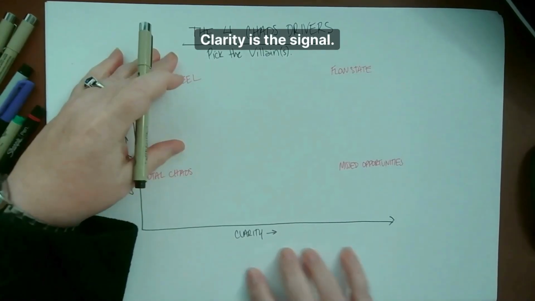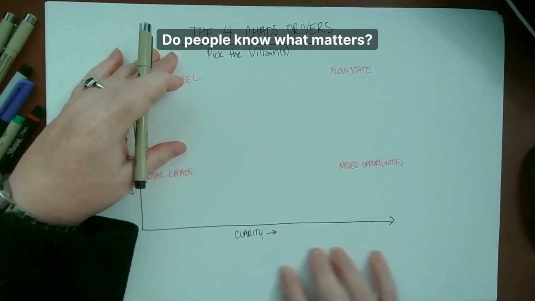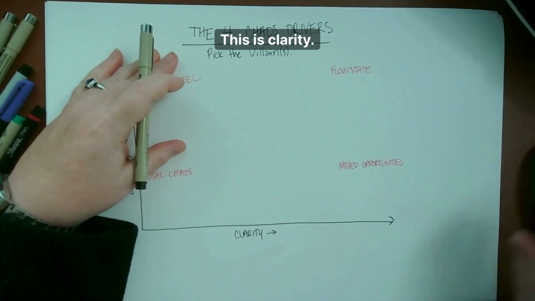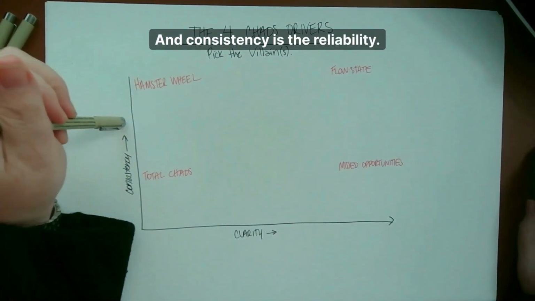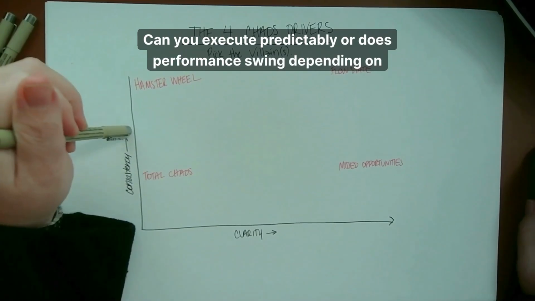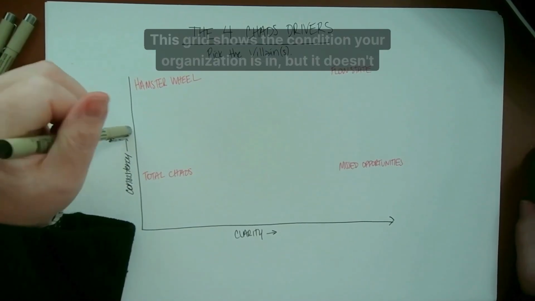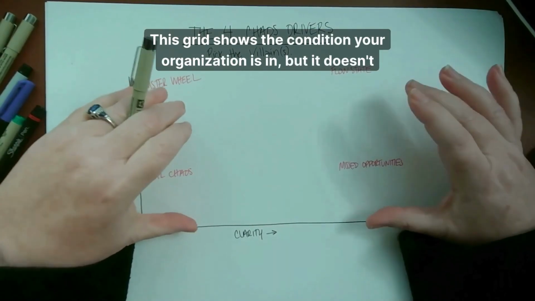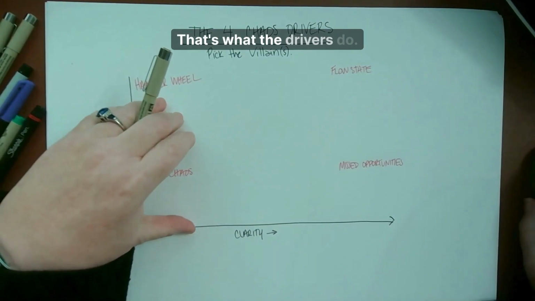Clarity is the signal. Do people know what matters, what winning looks like, what trade-offs are real? This is clarity. And consistency is the reliability. Can you execute predictably, or does performance swing depending on heroics or escalation and luck? This grid shows the condition your organization is in, but it doesn't explain the cause. That's what the drivers do.